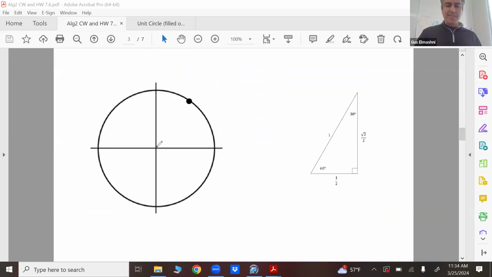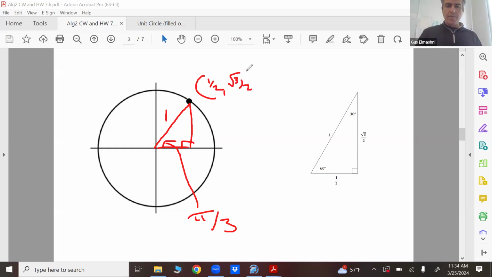I'm making this video for you guys. All right, here we go. This is 60 degrees, or I'm going to call this pi over 3. That's 1, and that's going to be half and root 3 over 2. Right? Because that's a 30-60-90 ratio.